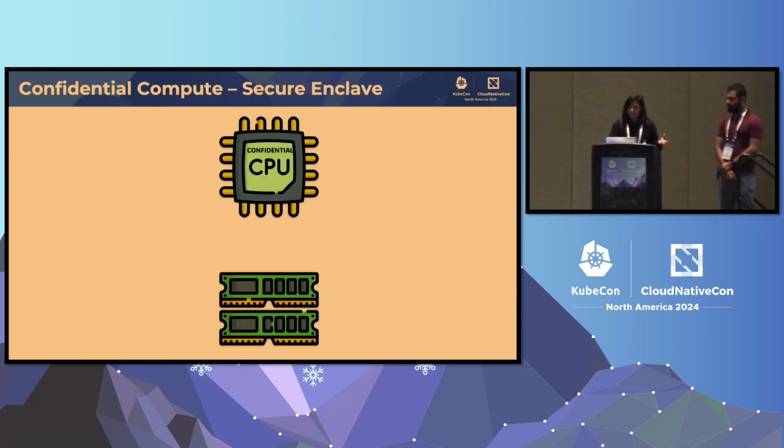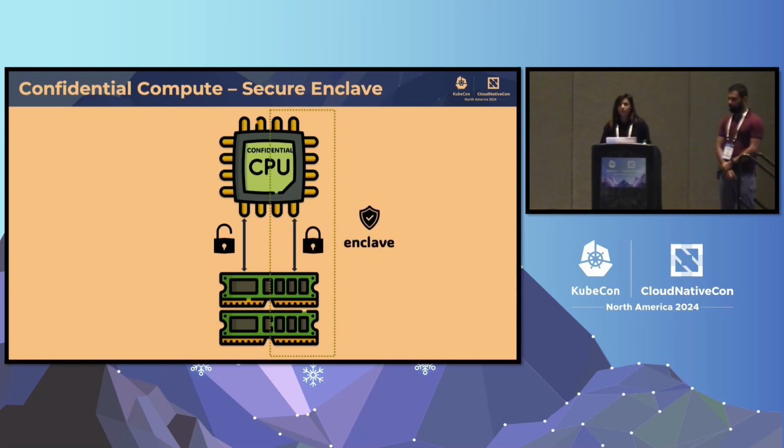Let's try to understand how that happens. What confidential compute does is it creates a secure enclave. Think of it as a partition in your CPU, and the applications would run inside it as it normally runs. But the difference is that it is shielded from the outside world. So it's not just isolation, but it is like a lock from inside.